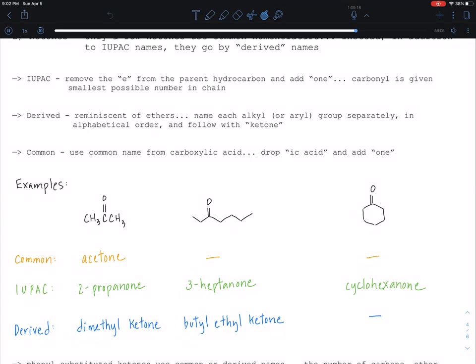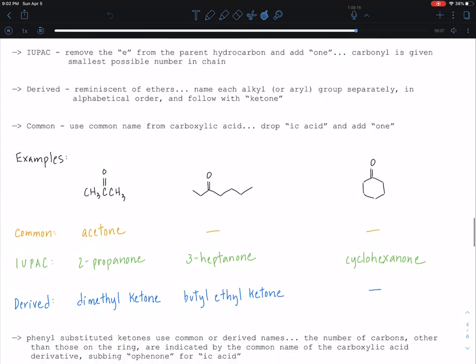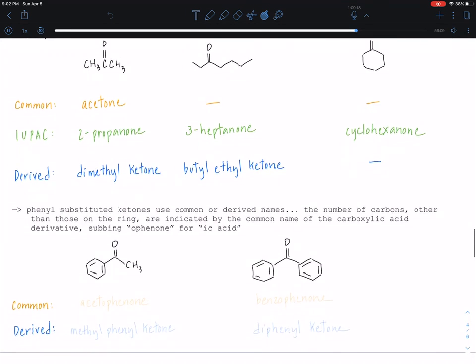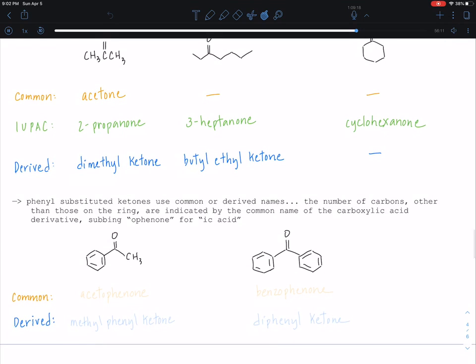Okay, so let's move on and name a few phenyl substituted ketones. So these are our little aromatics. These typically go by common names. And when we're using the common name, we're going to take the common name of the carboxylic acid derivative and we're going to sub the word ophenone in for ic acid as a suffix. And the derived names are nice because it's like an ether, right? You find the carbonyl and you just look at the groups on either side of it.